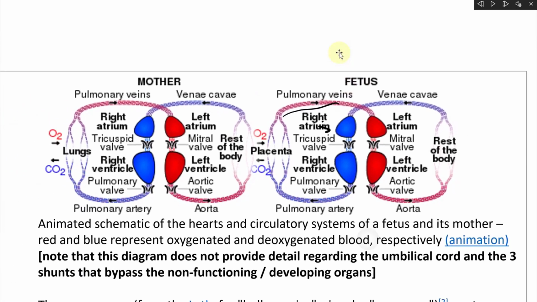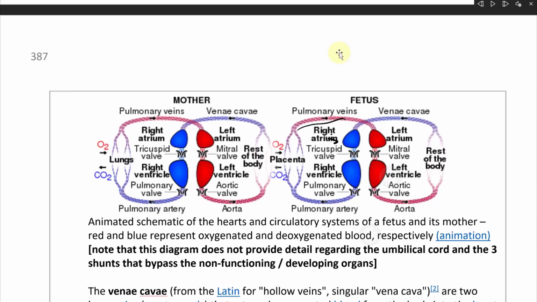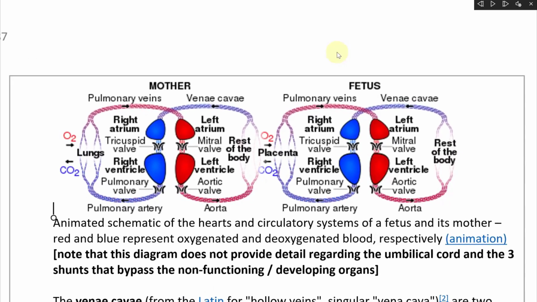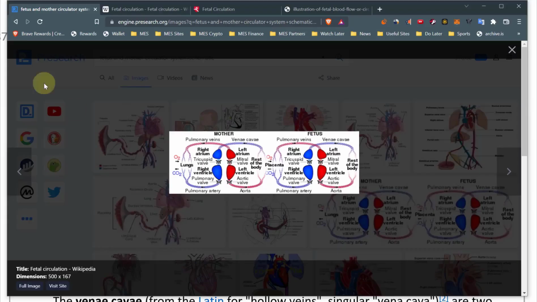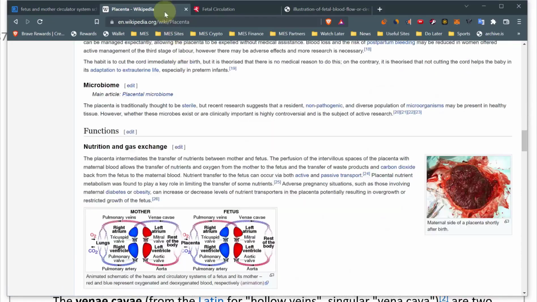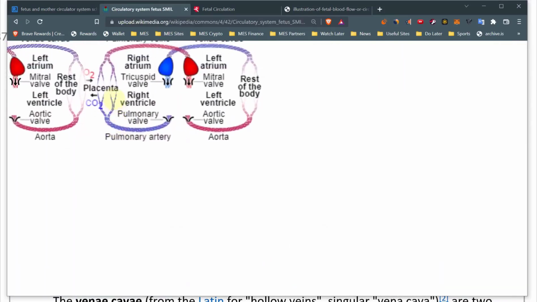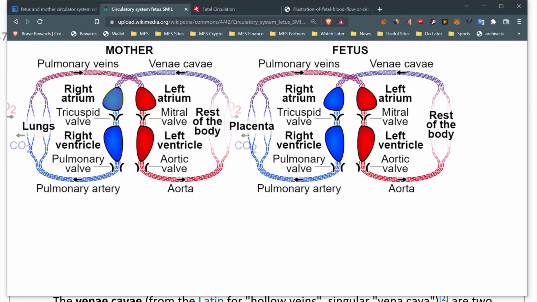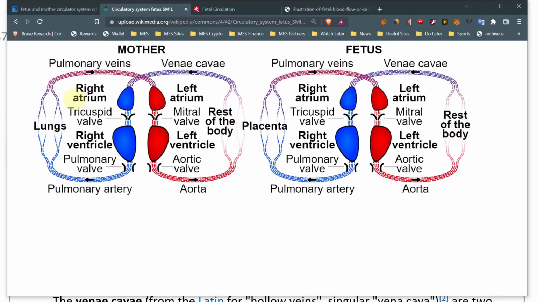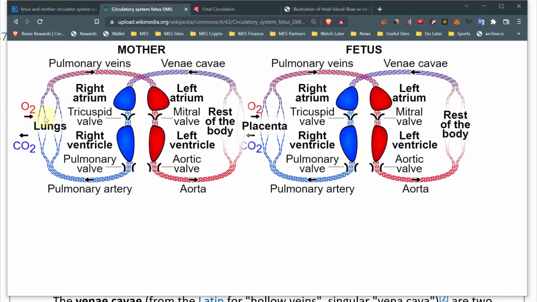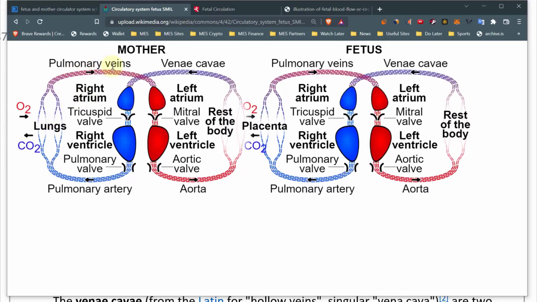Let's just take a look at it. This is from Wikipedia, so hopefully they clarify or add detail to this diagram. It's a bit off. This is from the placenta page. If you click on the animation, you get this right here, and you can zoom in and have a look at it. Basically what happens is the O2 goes in. And then this goes in here.